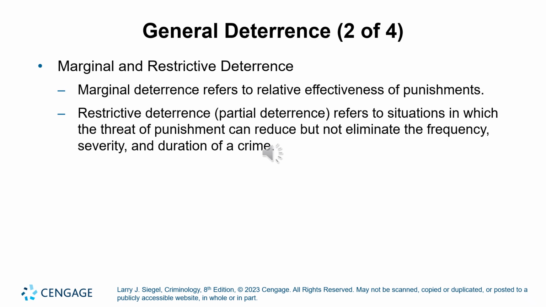Marginal deterrence refers to how effective different levels of punishment are compared to each other. In other words, it examines whether increasing the severity or certainty of punishment leads to a noticeable decrease in crime. Then restrictive deterrence, sometimes called partial deterrence, is a bit different. It refers to situations where the threat of punishment doesn't stop crime entirely, but it does reduce how often offenders commit it, or limits the severity or duration of the criminal behavior. So while general deterrence focuses on preventing crime altogether, these concepts help us understand the more nuanced way punishment can influence behavior.